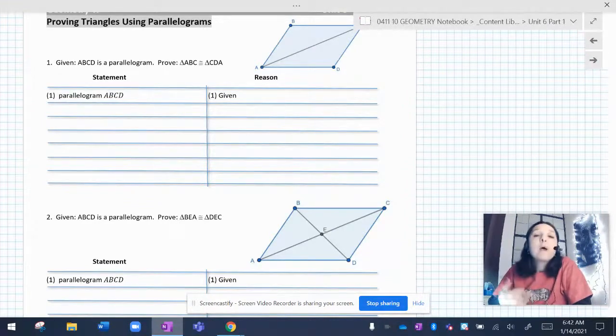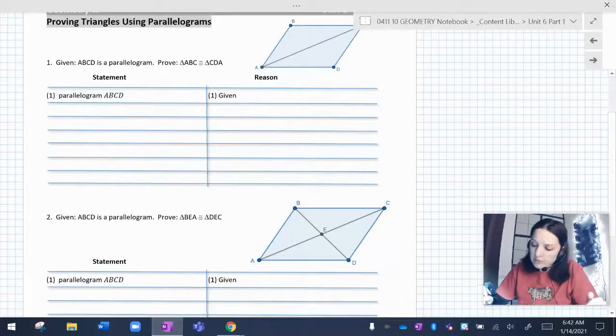The nice thing about these proofs is that if you know something's a parallelogram, you know lots of things about it without having to do a lot of work. So it's really beneficial when something comes right out and says, hey, this thing's a parallelogram. Now prove other stuff. Let me show you what I mean.